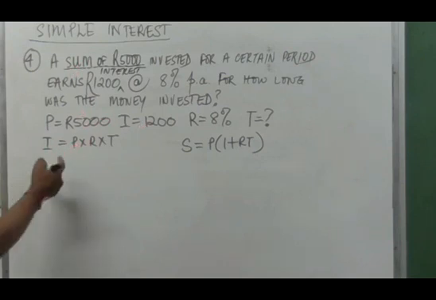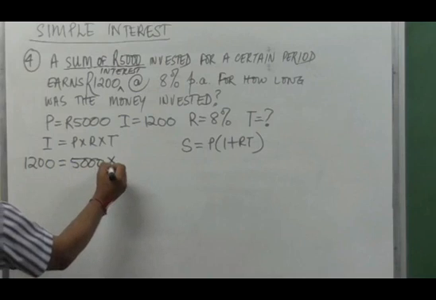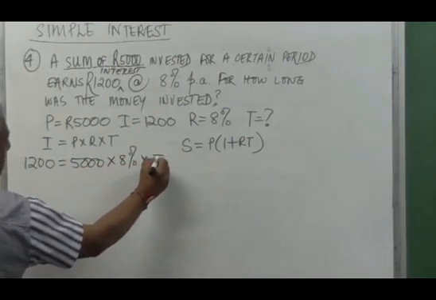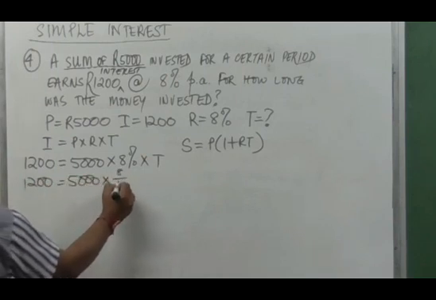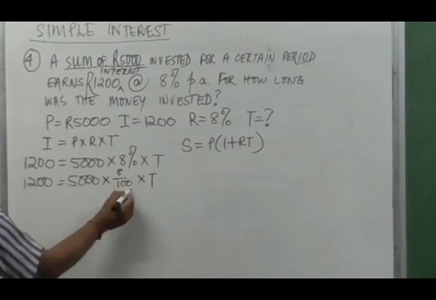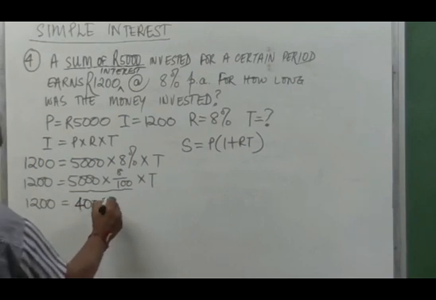So we can continue. By substituting, this will be 1,200 is equal to 5,000 times the rate, which is 8%, times the time. 1,200 is equal to 5,000 times 8 over 100 times T. Now we can put that part in the calculator: 5,000 times 8 divided by 100 is equal to 400. So you get 400 T.